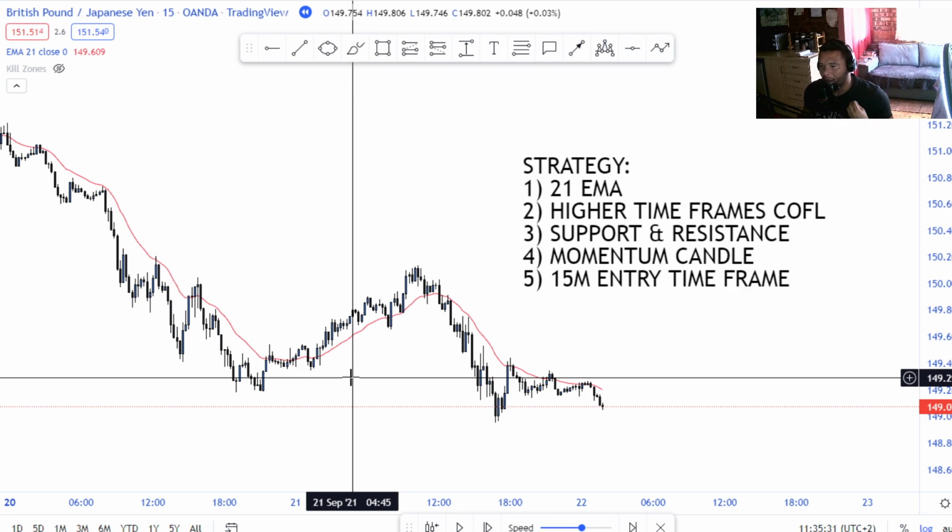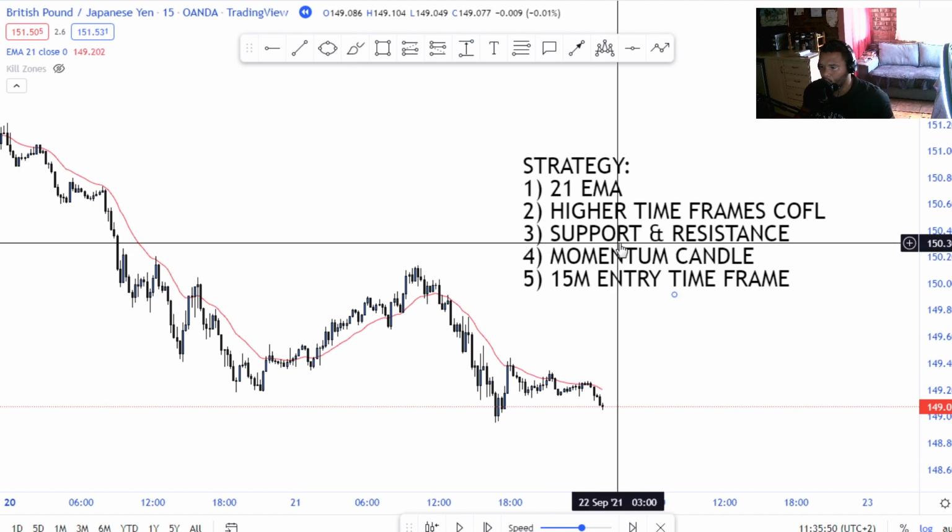And then we will use our support and resistance, right? It is going to be necessary because we're going to wait for that momentum candle. Momentum candle is the fourth step that we're going to take a look at. And we're going to enter our positions on our 15-minute time frame, guys. So pause the screen and just take notes of that strategy.